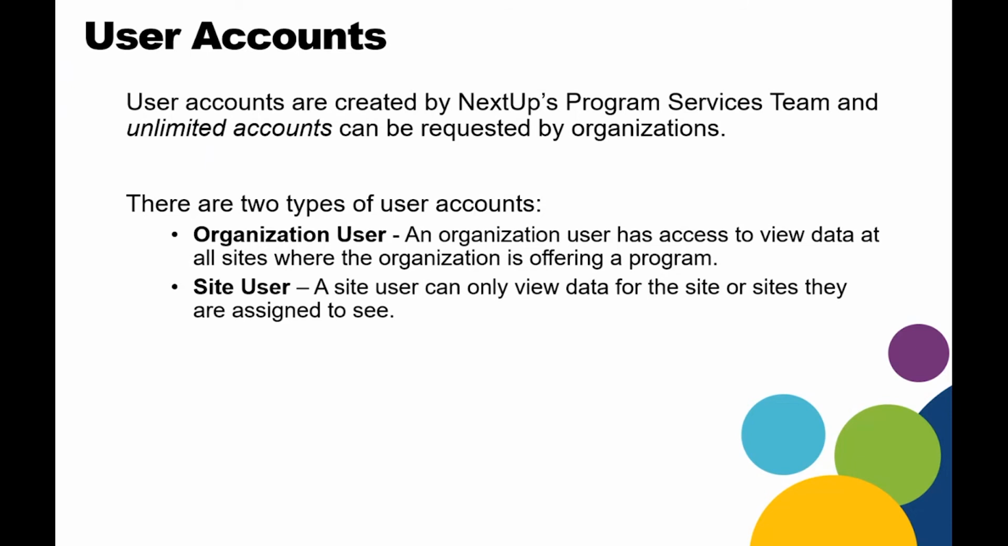The second user type is a site user, and a site user can only see the data for the sites that they're assigned to see. So a site user might be somebody who's an instructor, who you might have programs at 3 or 4 sites, but your instructors may only work at 1 or 2 of them. So that instructor would only need to see and manipulate the data that they are assigned to. If you have any questions about setting up user accounts or who in your organization should have what designation, you can just reach out and I'll be happy to help you with that.